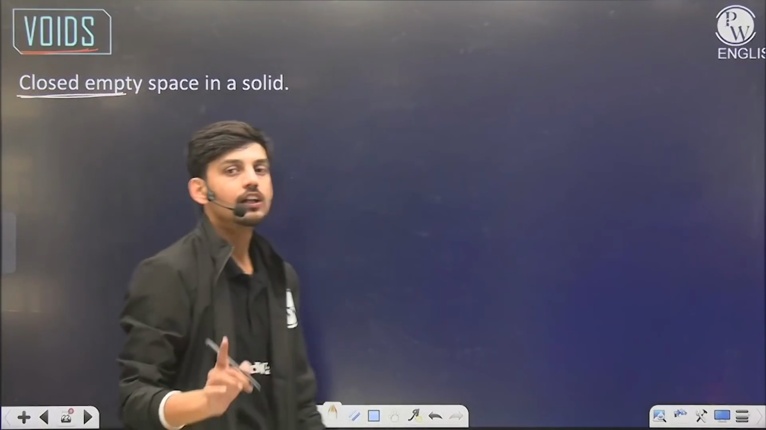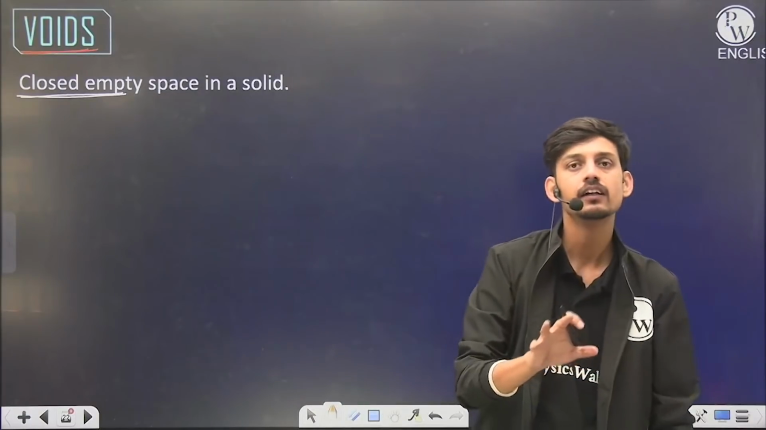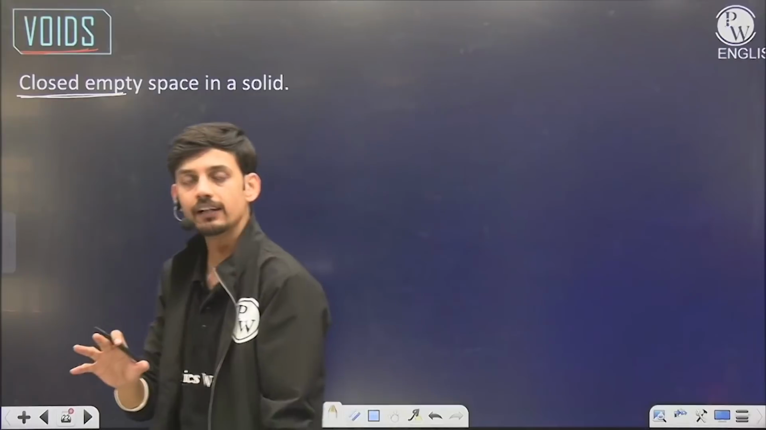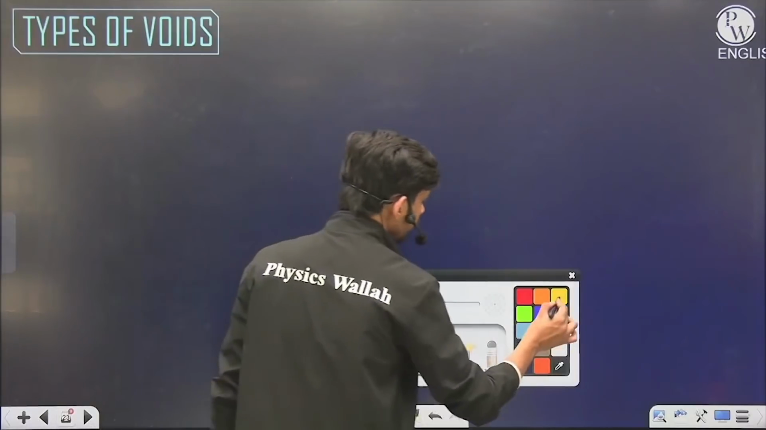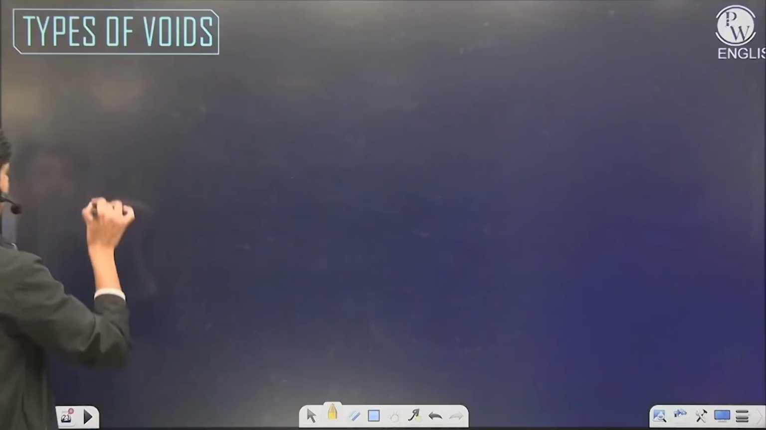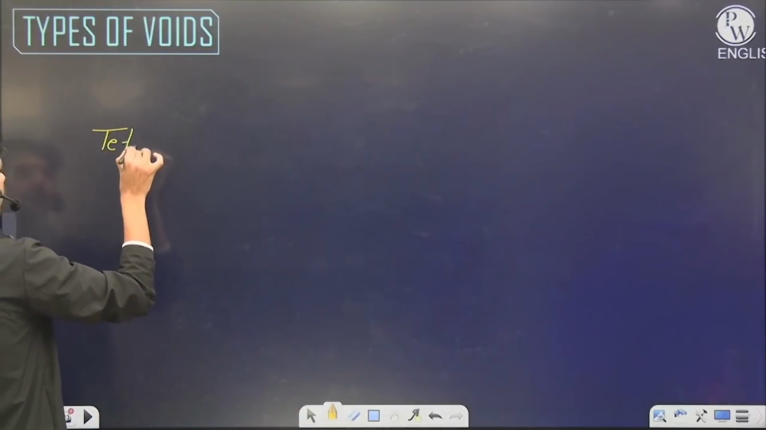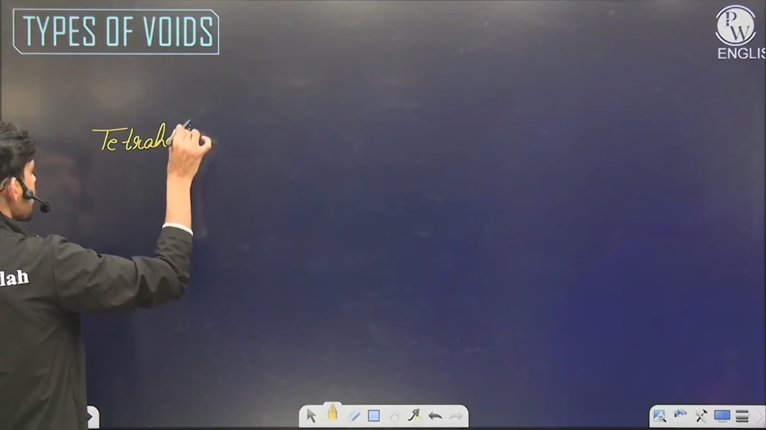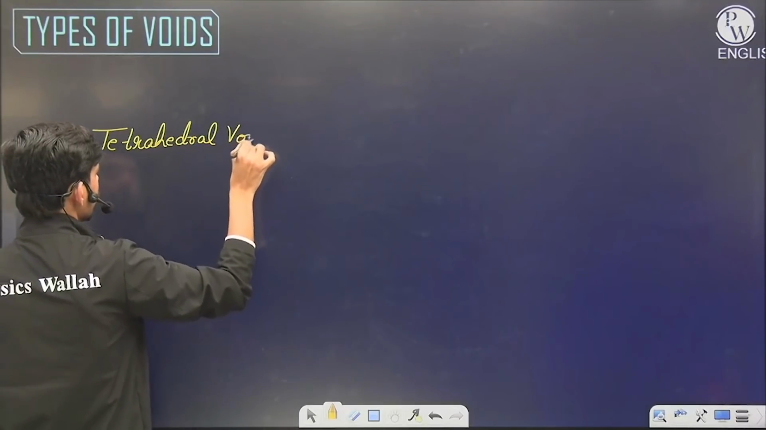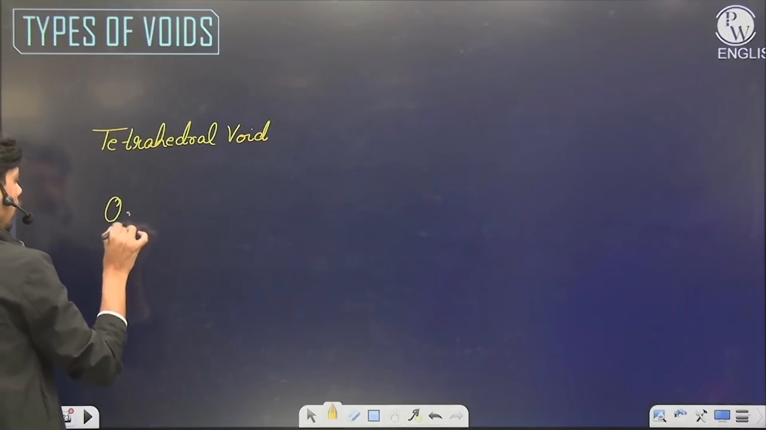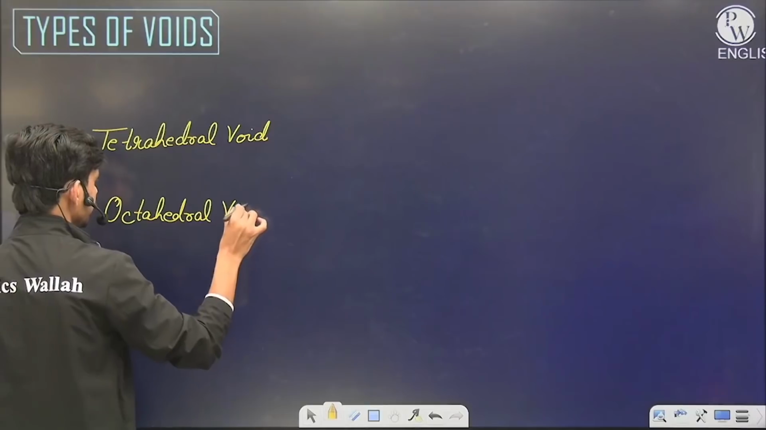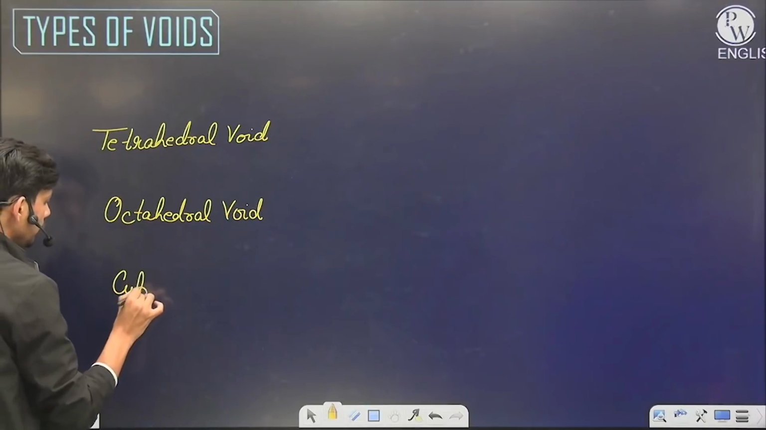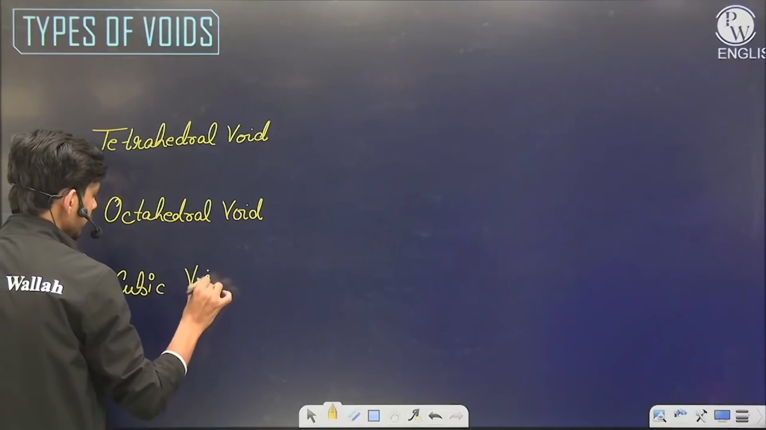And as we know, a solid cannot be 100% occupied. The whole space is not 100% occupied. That's why the study of void becomes important. So we have mainly 3 types of void found in a solid. One is tetrahedral void. Another is octahedral void. And the last one is cubic void.